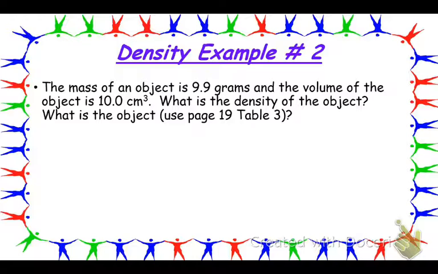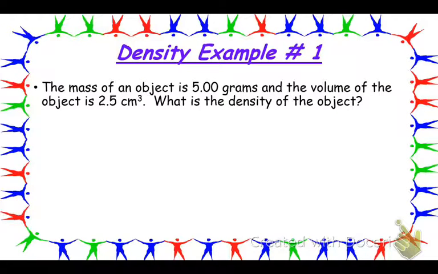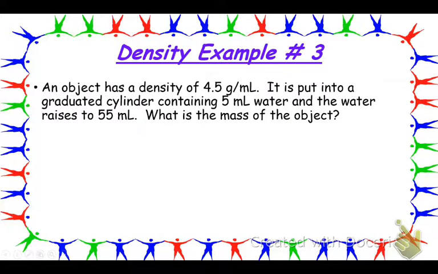I'm on example 2. I need example 1. There we go. So, what is the density of an object? The mass of an object is 5 grams. The volume of the object is 2.5 centimeters cubed. What's the density?